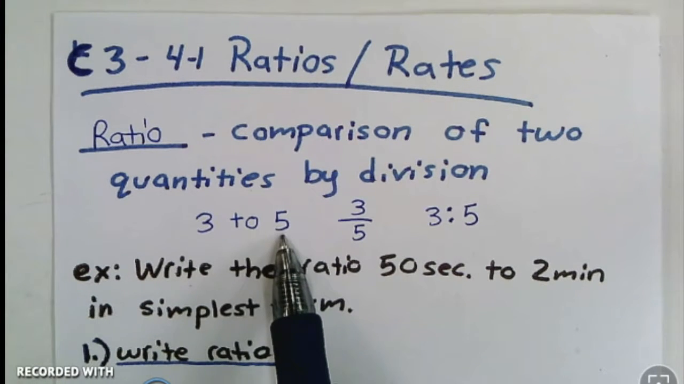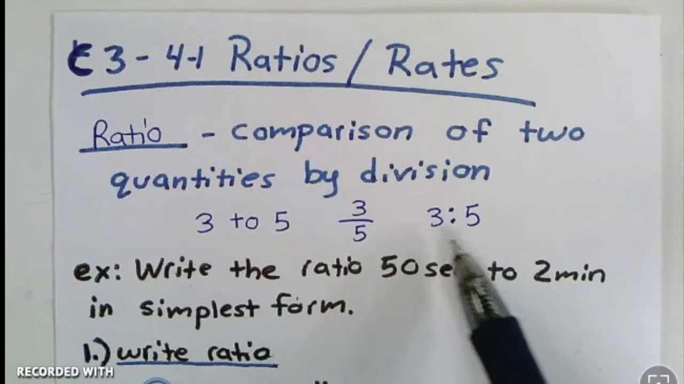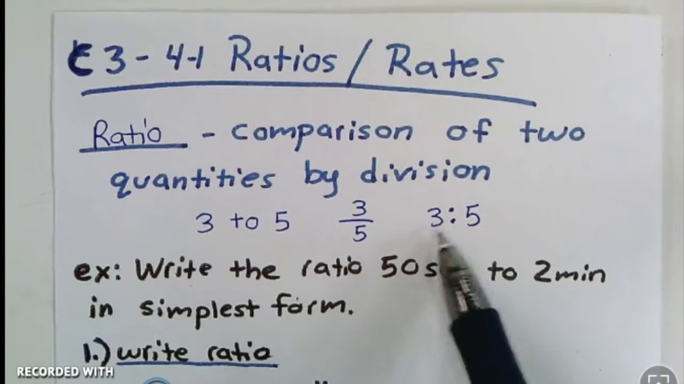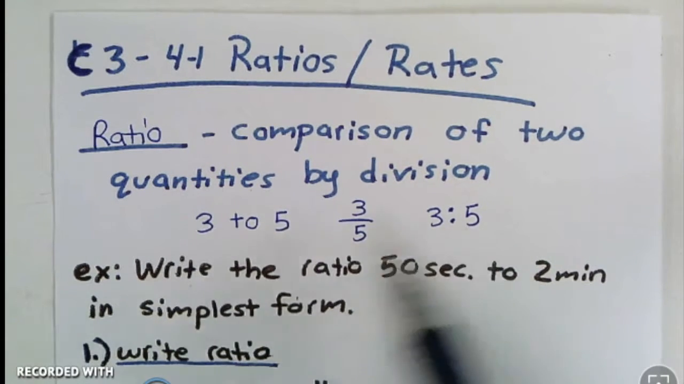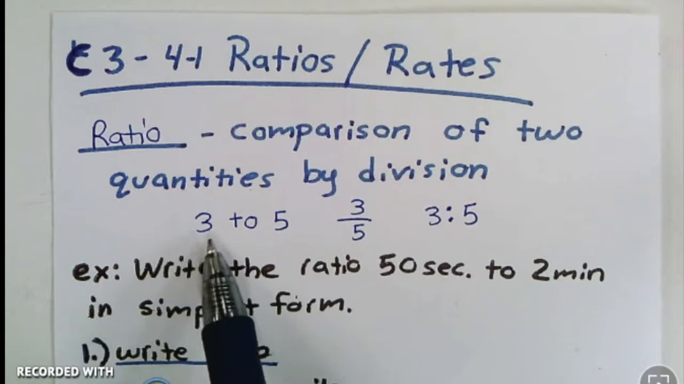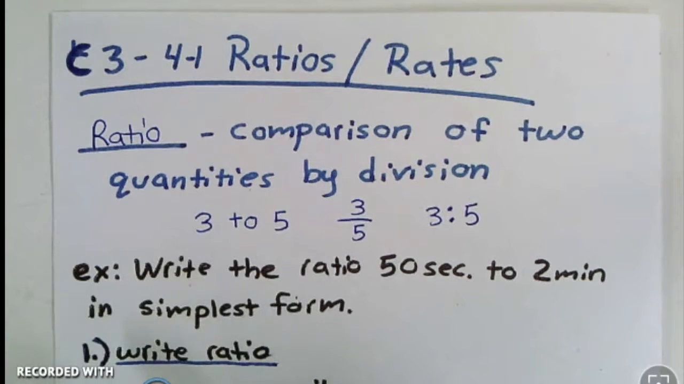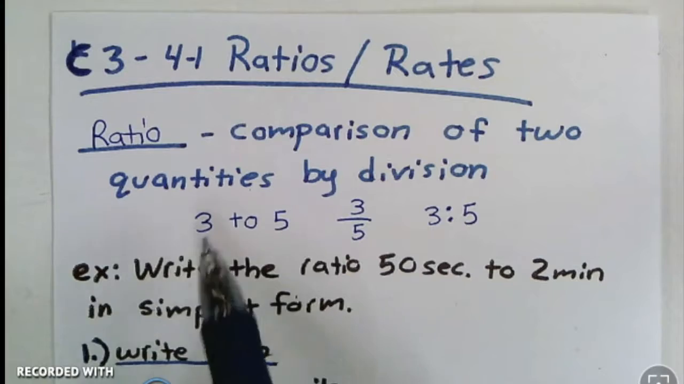3 to 5, you can write it out. Make sure you write this in your notes. 3 over 5 reads 3 to 5. Or 3:5 reads 3 to 5. Notice that whatever thing comes first is what we're assuming came first. Like if they said write a ratio of 15 boys to 4 girls, you would have to make sure that you put the boys in the first spot.